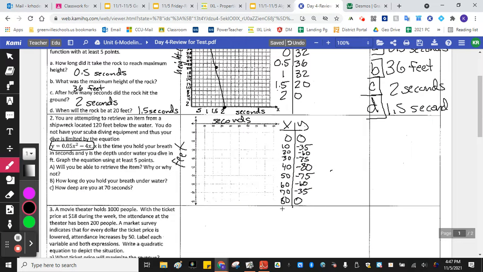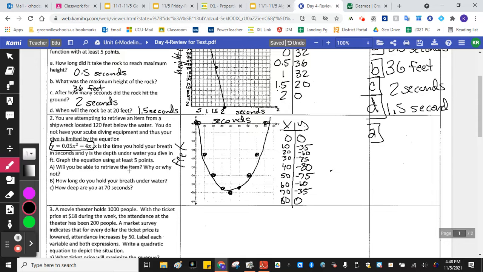So those are points I'm graphing. 0, 0; 80, 0; 40, negative 80; 50, 75; 10, negative 35; 20, negative 60. There we go. And that'll answer my questions.